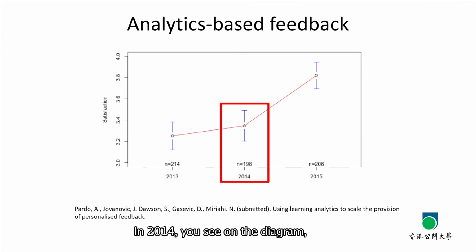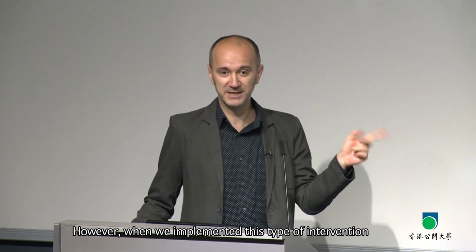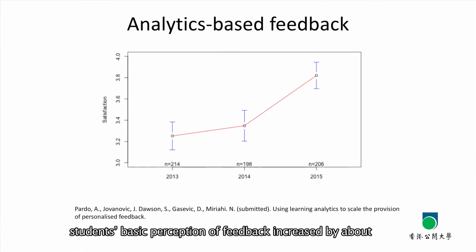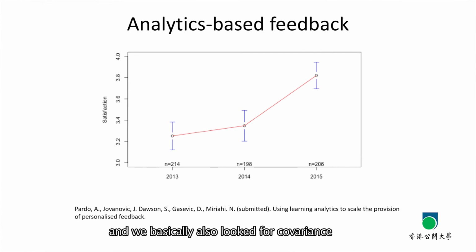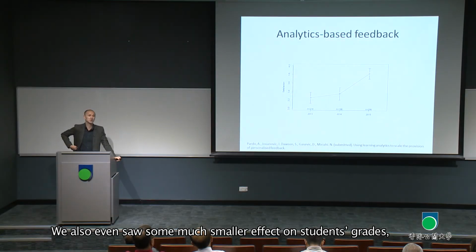In 2014, you see on that diagram, we tried to implement dashboards. Students couldn't care less. They didn't even see it as feedback. It didn't change their perception of feedback at all, right? However, when we implemented this type of intervention with feedback that I just indicated, students' perception of feedback increased by about half a standard deviation. It went from 3.3 to 3.85. That was the only thing that was changed in the course, and we also looked for certain covariates as a potential influence on that. We also even saw a much smaller effect on students' grades.